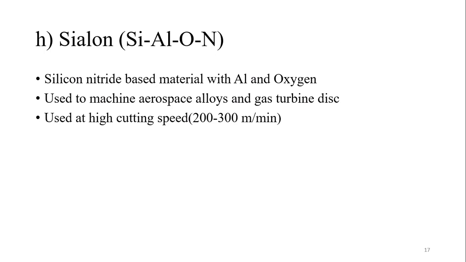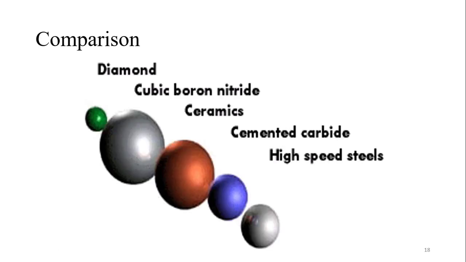You can see it is used for aerospace alloys and gas turbine discs. It is used where close tolerances are required, a much finer surface finish is required, and you want a higher cutting speed, 200 to 300 meters. It is not mm, it is meters per minute. In that case, you use Sialon, which is silicon, aluminium, oxygen and nitrogen. So these are the tools which are used in the CNC machine.